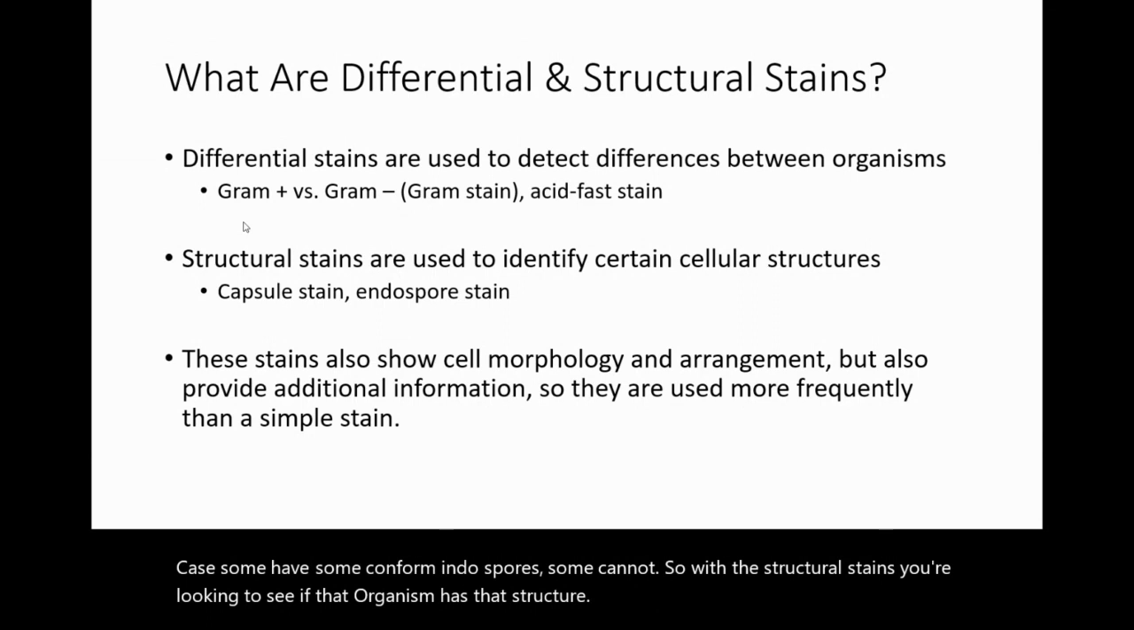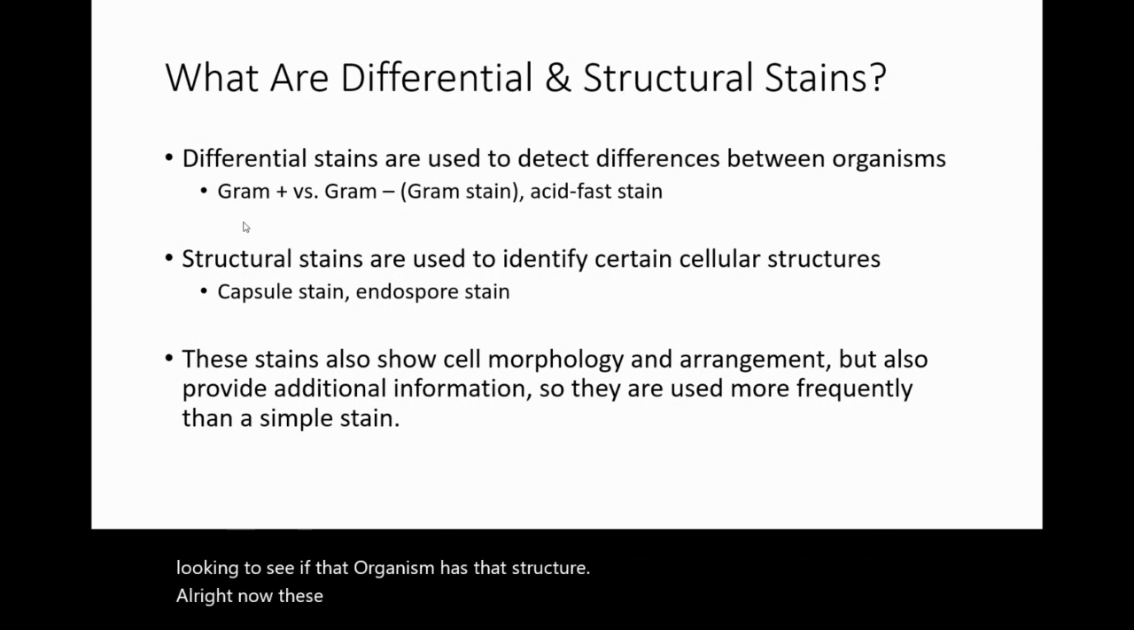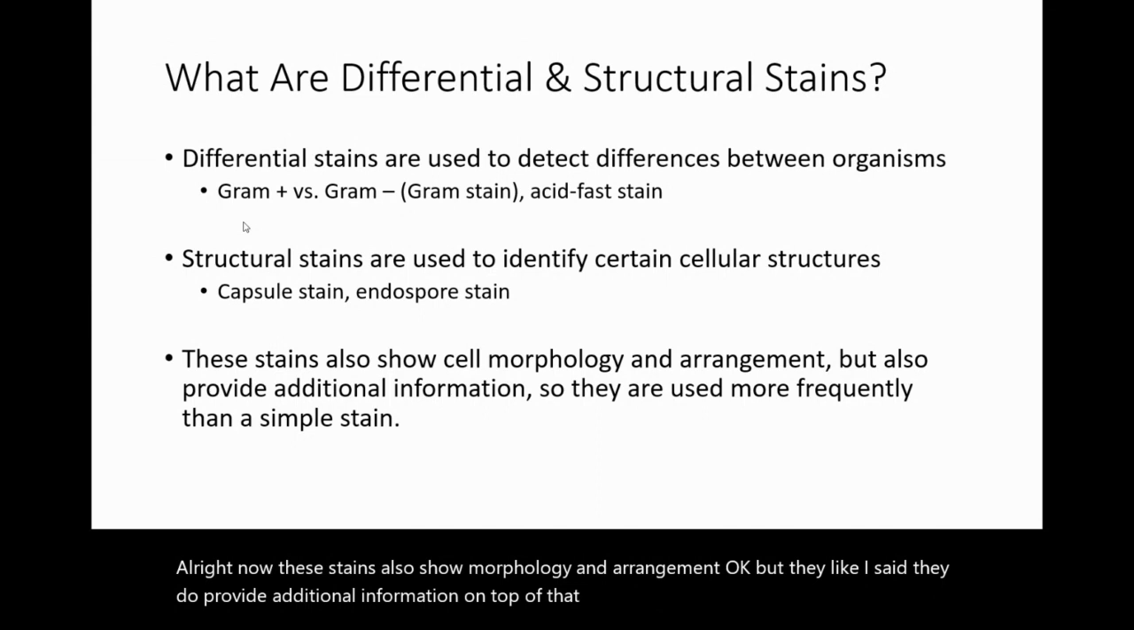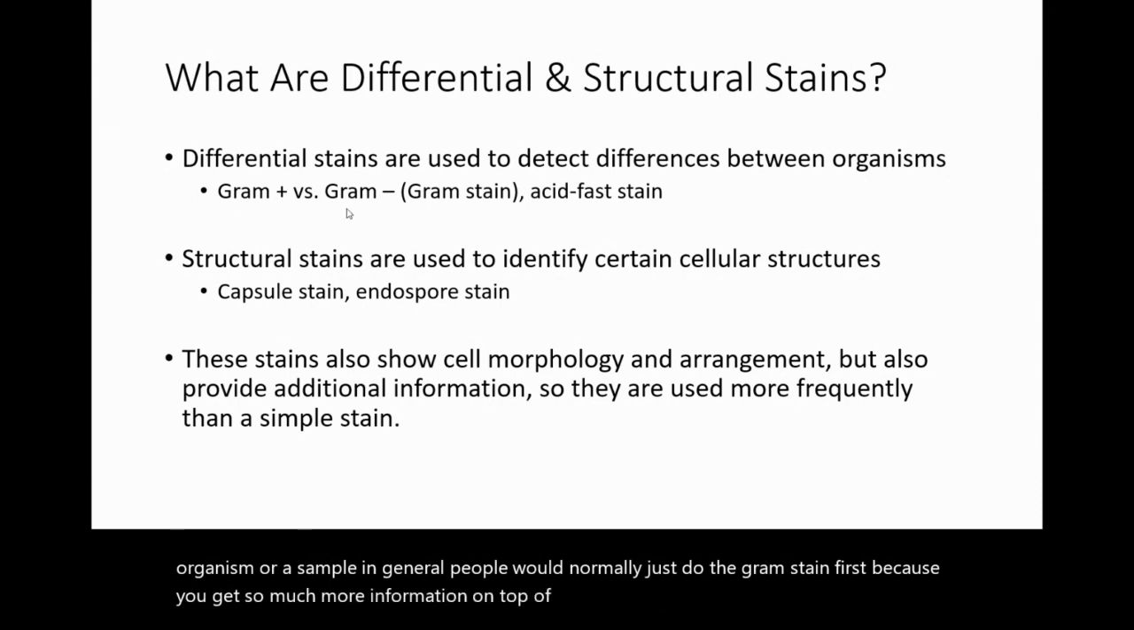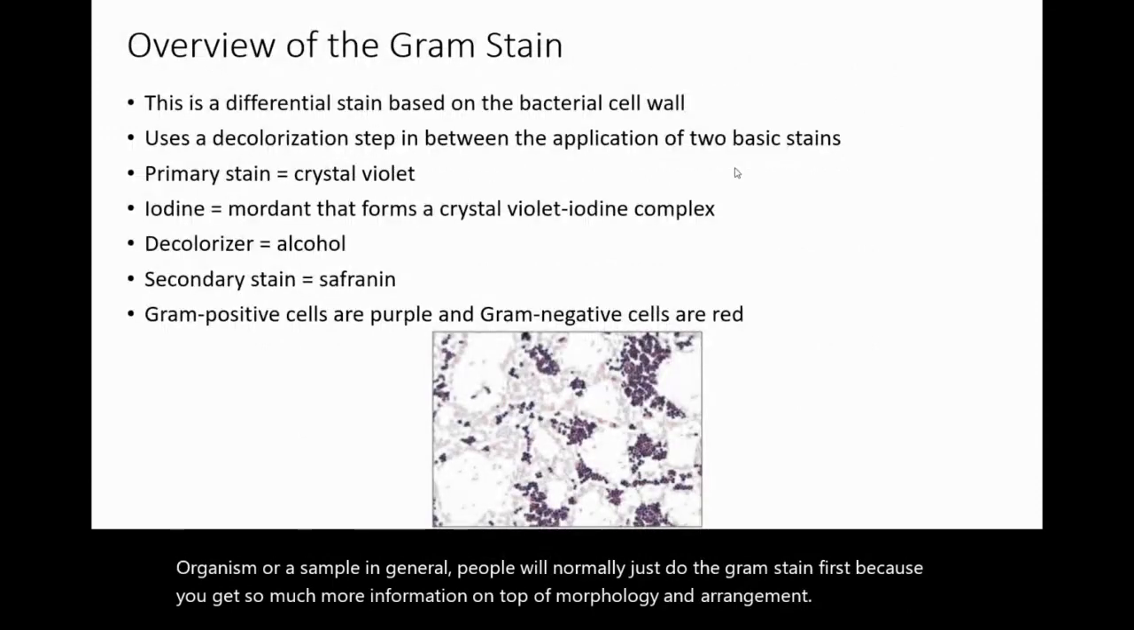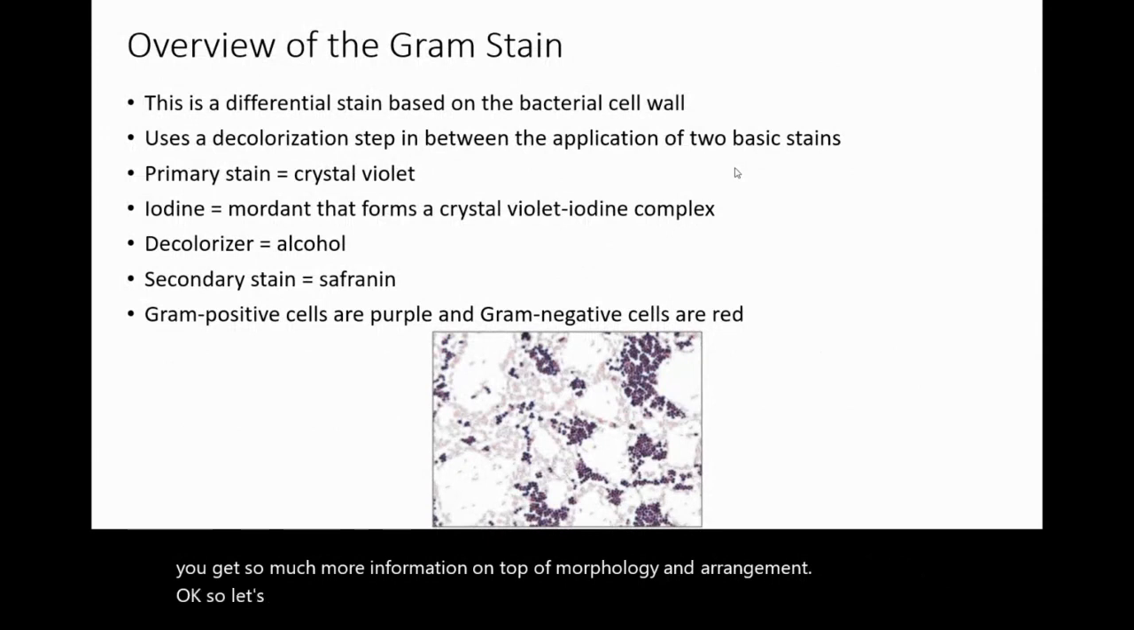All right, now these stains also show morphology and arrangement, but like I said, they do provide additional information on top of that. And so typically, if you get an unknown organism or a sample in general, people will normally just do the Gram stain first because you get so much more information on top of morphology and arrangement. Okay, so let's talk about the Gram stain.